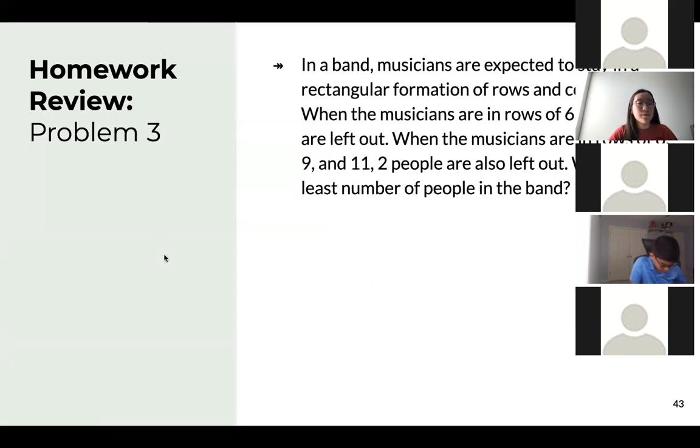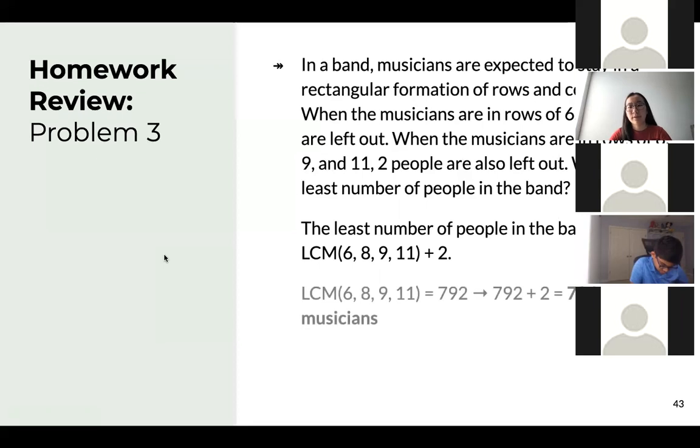Basically this question, we had a couple of examples similar to this yesterday. 2 people are left out no matter whether they put in rows of 6, 8, 9, and 11. And so an easy way to find what number that is is to just find the least common multiple of 6, 8, 9, and 11. That's where everyone can be put in even rows with no one left over, in any of those numbers of rows. Then you just add 2 because those are the 2 people that are left out. So we find the least common multiple, which is 792. And then we add 2 to that to get 794 musicians as the least possible number of people.